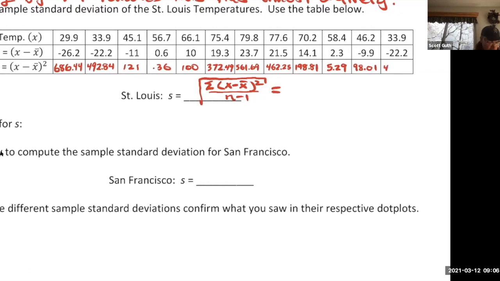Okay, so we know that squaring them makes all of these positive, which was the whole point of squaring. And then we have to add it up. So now take a moment, let's all add them up and let's see if you guys can agree on something.